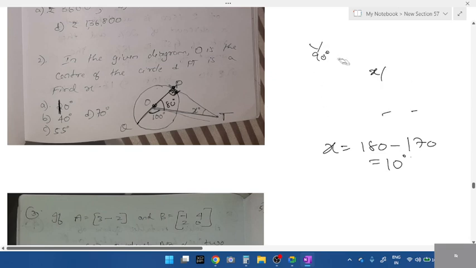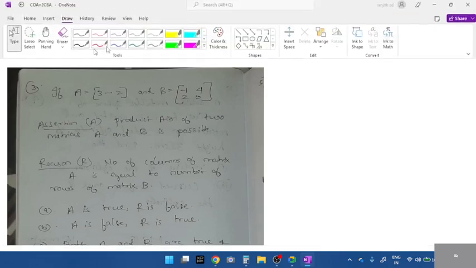Okay, the answer was 10, students. Just correct it. You'll get questions like this, any one basic cyclic quadrilateral question.